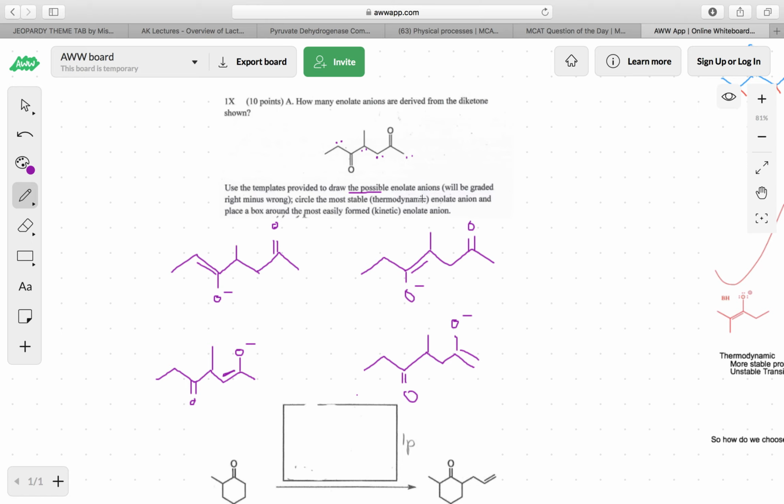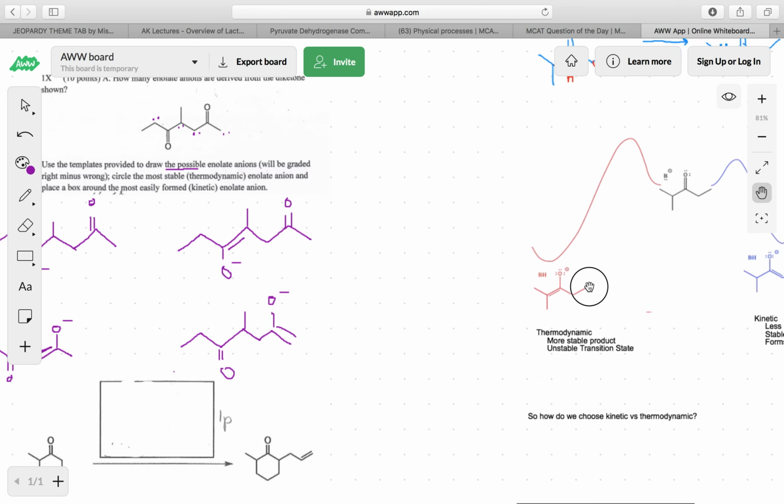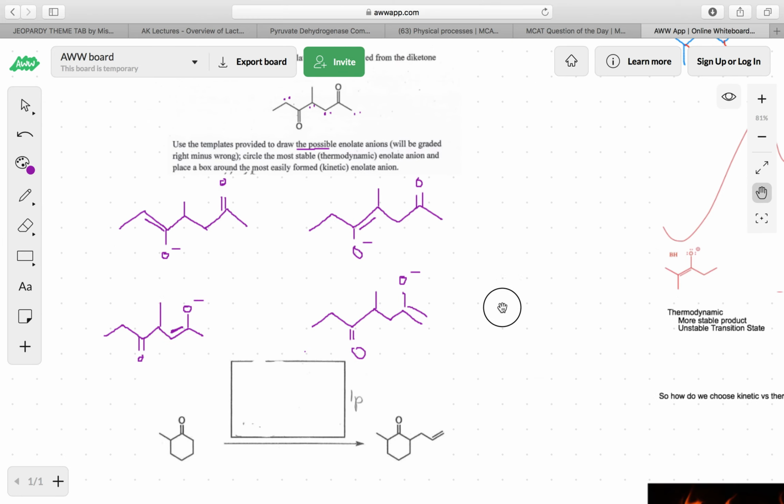So that wasn't too bad, it's just process of elimination. But now we have to circle the most stable one, the thermodynamic product, and we have to box the kinetic one. So if we remember from our definitions that we just covered over here, our thermodynamic is the most substituted alkene. Our kinetic one is the one that's not. So let's go through it and try and figure it out.